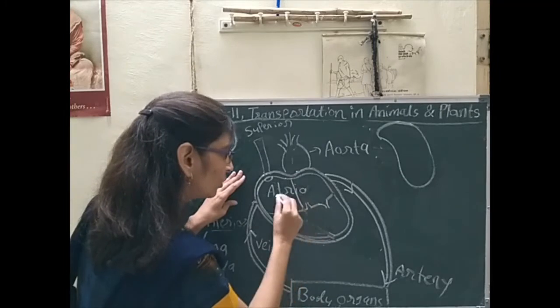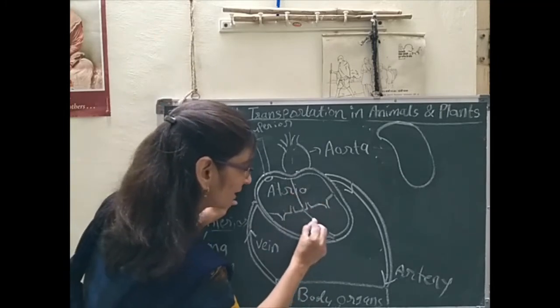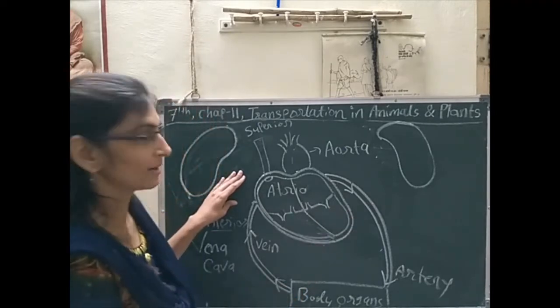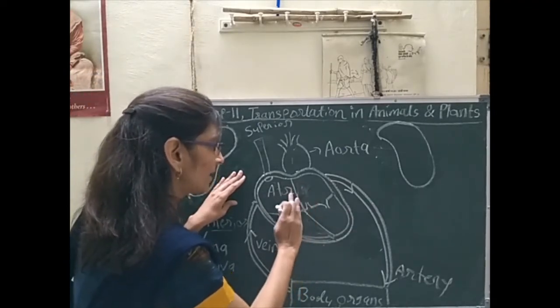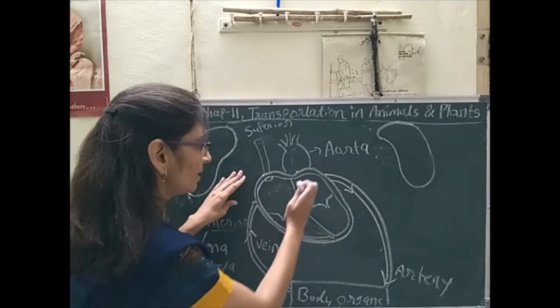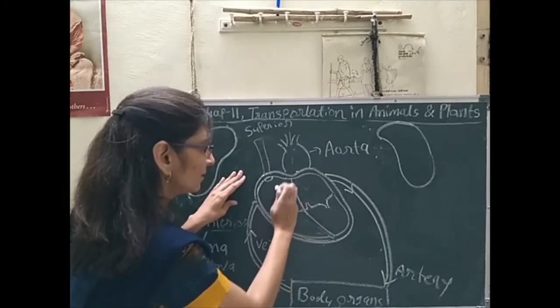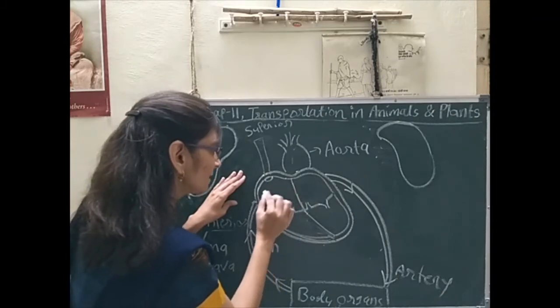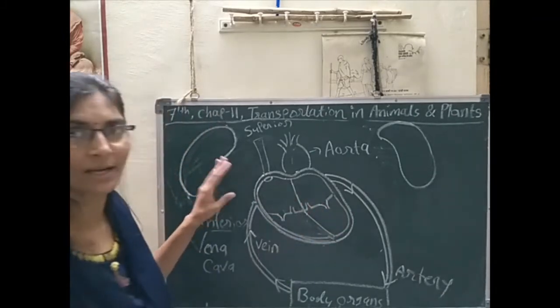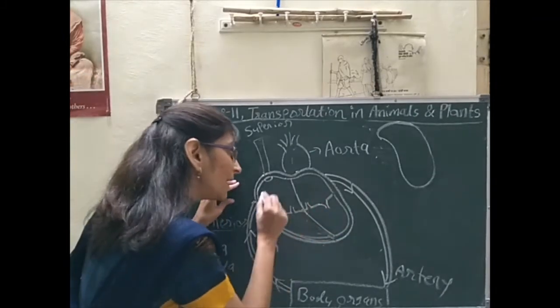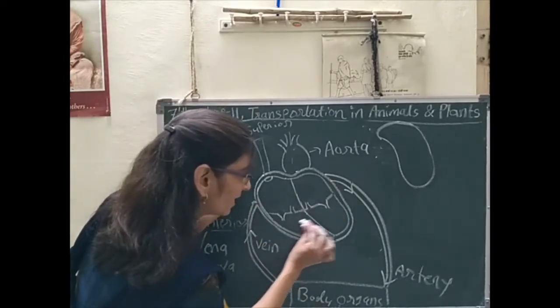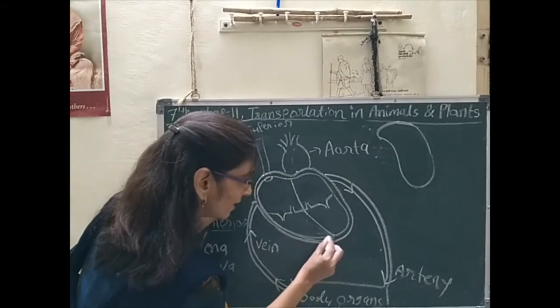Because these are 2 atria, that's why I have written here 2 atria, and this is the ventricle part. Downside is the ventricle part. Now, individually, this atria is known as singular. When the atria is taken as a singular, it is atrium. It is right atrium, it is left atrium. It is the right ventricle, it is the left ventricle.